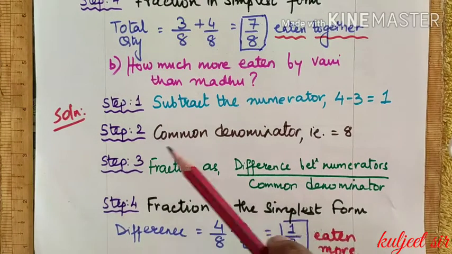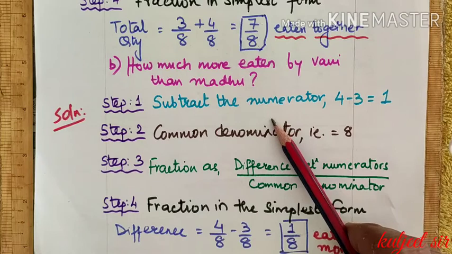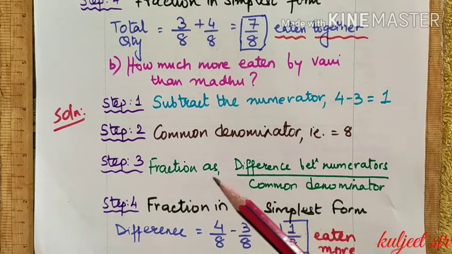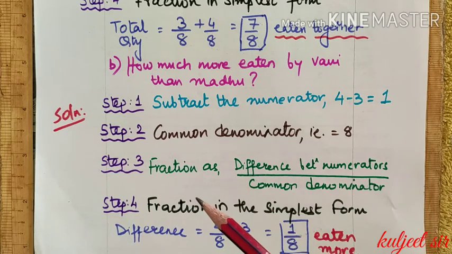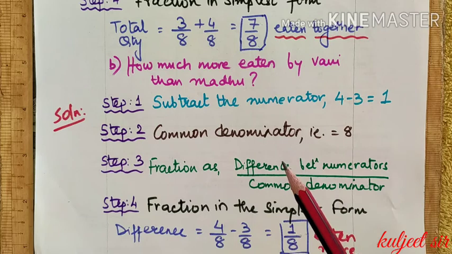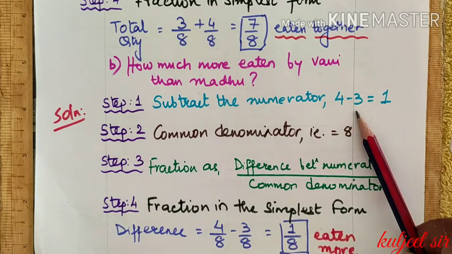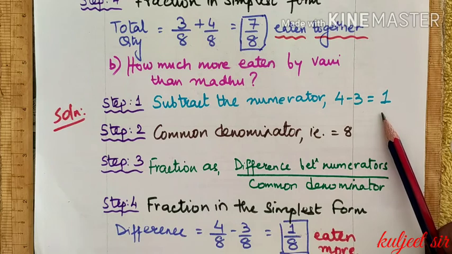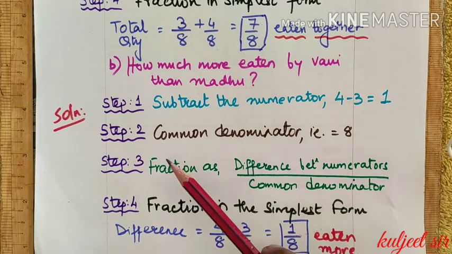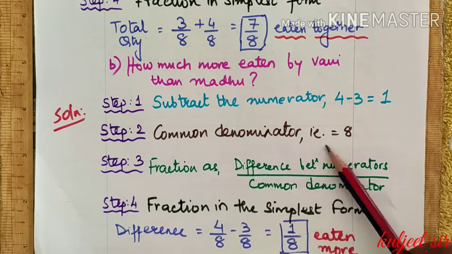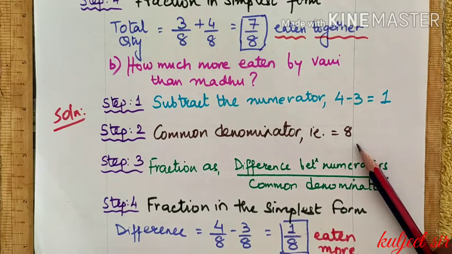Step 1. Subtract the numerators. So 4 minus 3. Vani had eaten 4/8 and Madhu had eaten 3/8. So 4/8 minus 3/8. We take 4 minus 3 is equal to 1. Then step number 2. Again write down the common denominator. In this case it is 8.